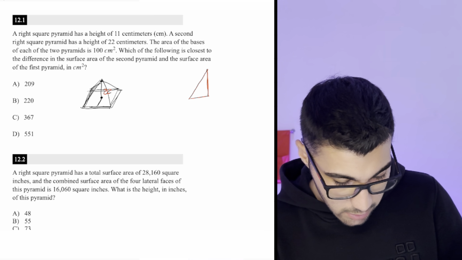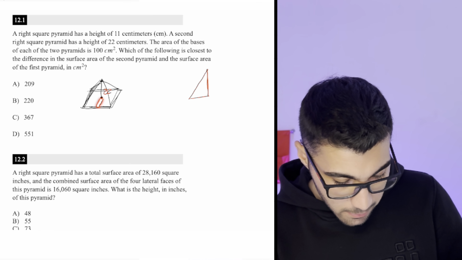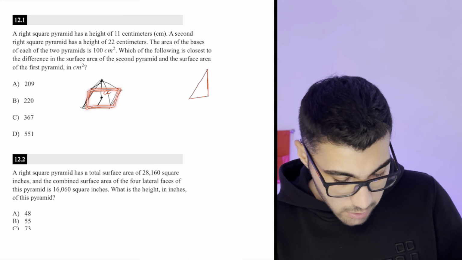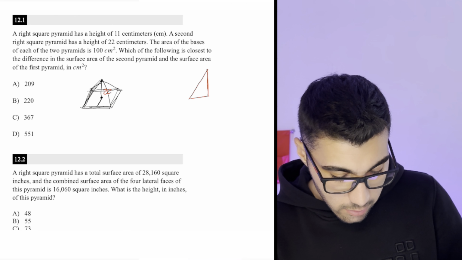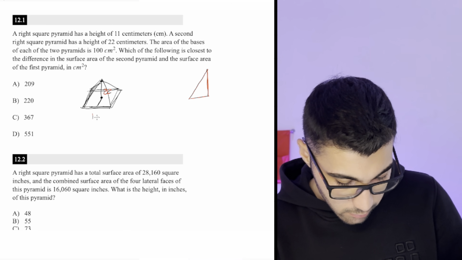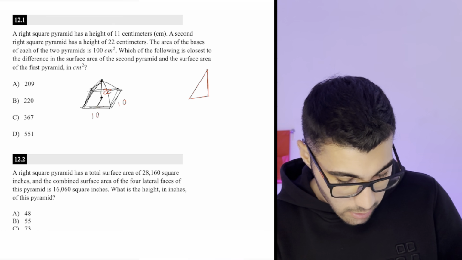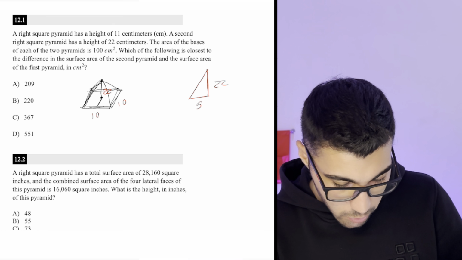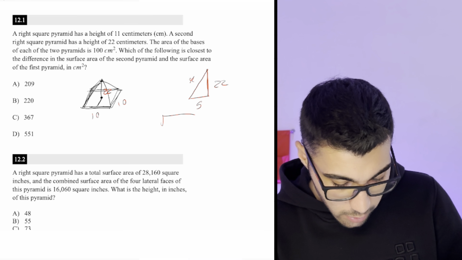This is half of the length of the base. If the area of the base is 100, which is a square pyramid, then each side is 10. So half of that is 5, and here's 22. What is this hypotenuse? So 5, 22, and I'm looking for this. It's going to be the square root of 22 squared plus 5 squared.